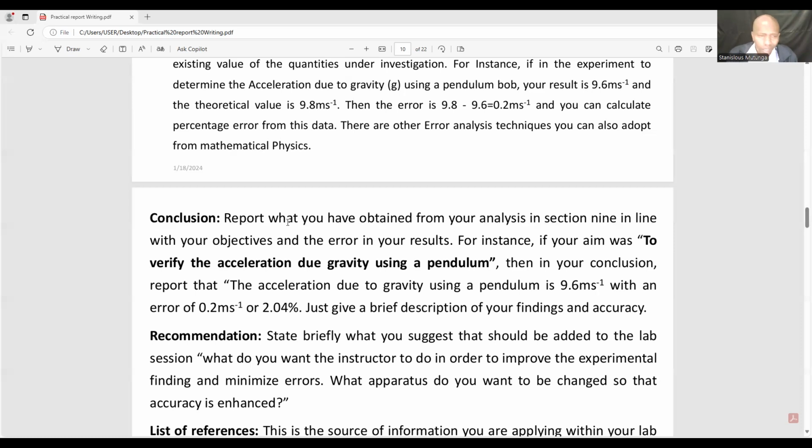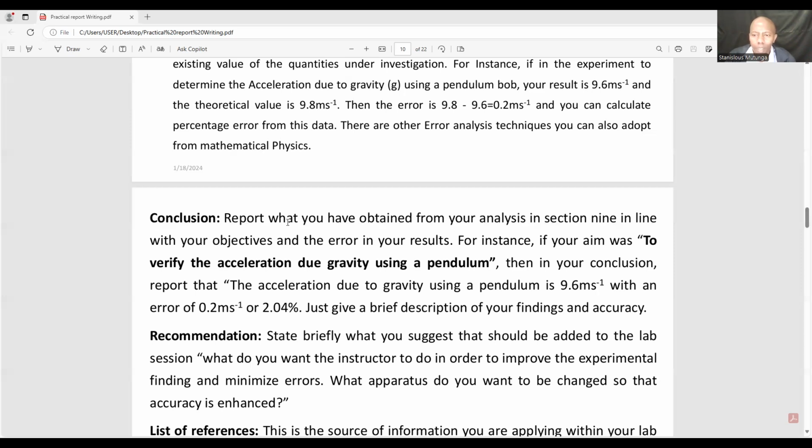Now, let's say, for example, you had an experiment, or let's continue with the experiment. We are having the determination of gravity using a simple pendulum bob. Here, your objective was to verify the acceleration due to gravity using a pendulum. Then in your conclusion, you are supposed to report this: the acceleration due to gravity using a simple pendulum is 9.6 meters per second squared, with an error of 0.2 meters per second squared, or 2.04%. After that, you just give a brief description of your finding and accuracy.